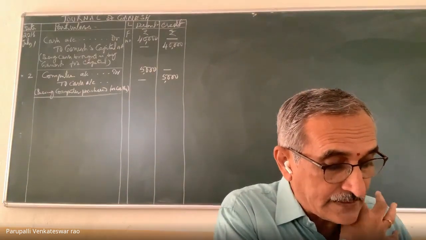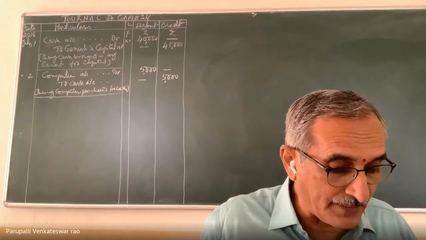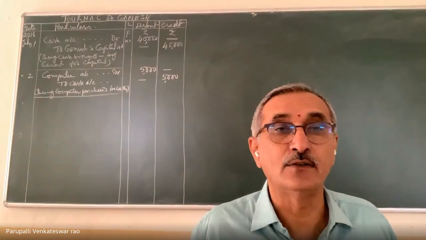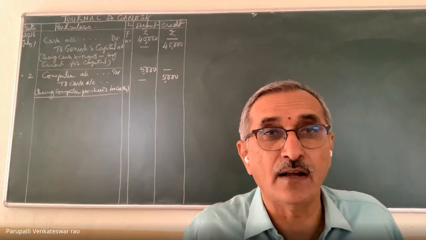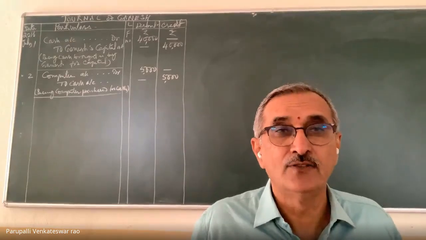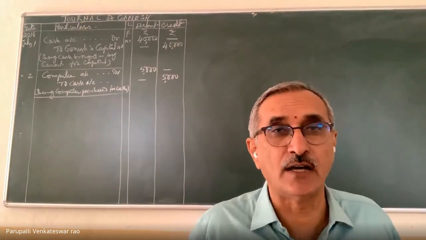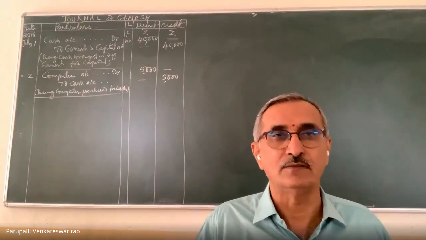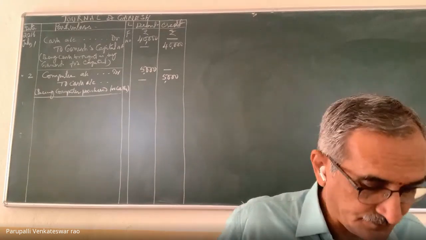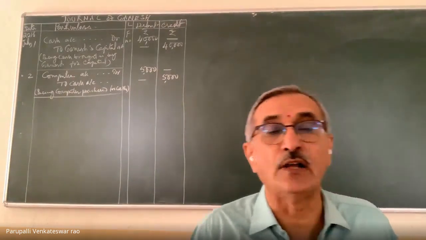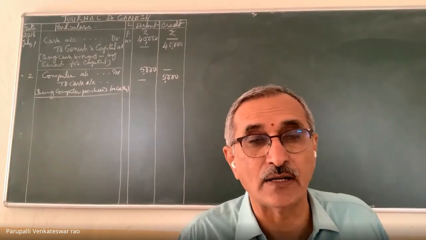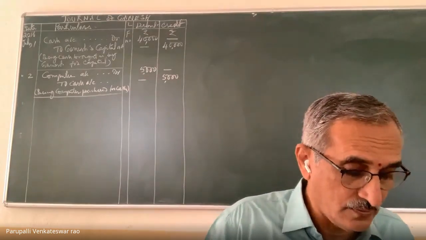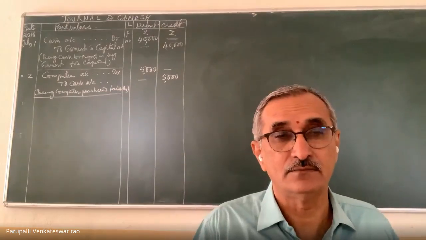Next one is 17th. Goods sold to Ramesh 12,000. It is a credit sale. Ramesh is the benefit receiver. Goods going out means sales. The entry is Ramesh account debtor to sales account, sale of goods account. Ramesh account debtor 12,000 to sale of goods account.